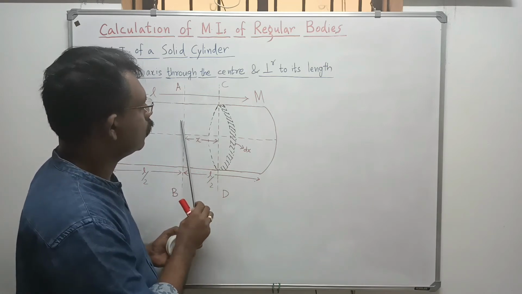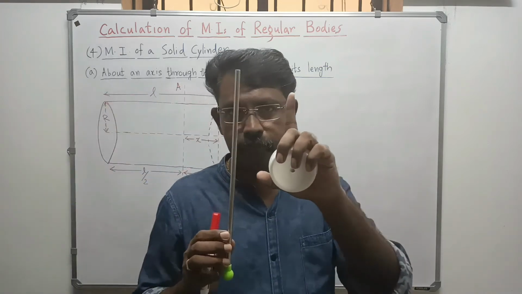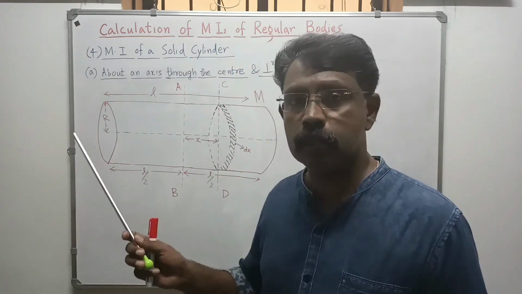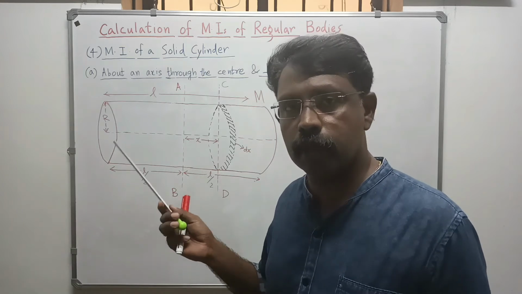By applying the parallel axis theorem. So our procedure is like this. We will first consider that this solid cylinder is made up of a large number of discs.